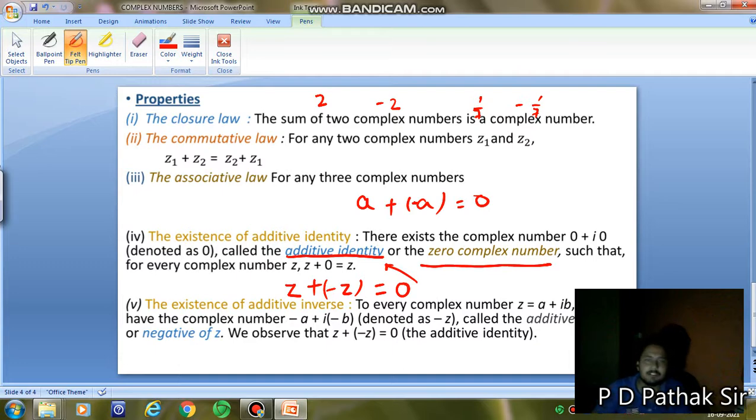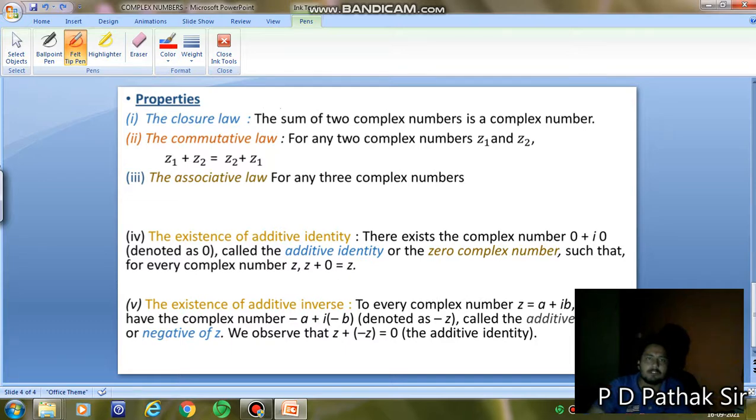So let's read this. To every complex number z equals a plus iota b, we have the complex number minus a plus iota times minus b, denoted as minus z, called the additive inverse or negative of z. We observe that z plus minus z equals 0, which is called the additive identity.